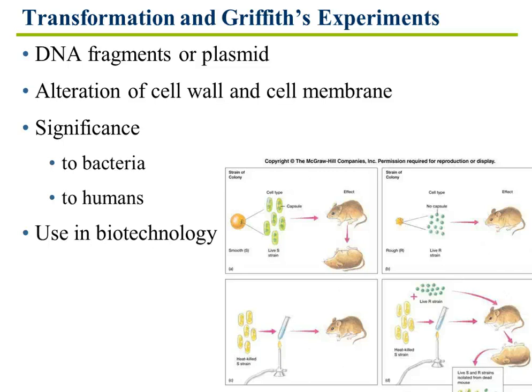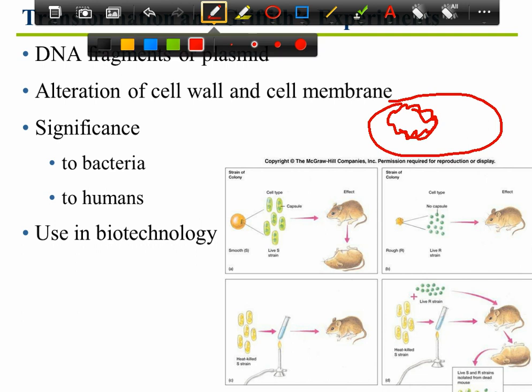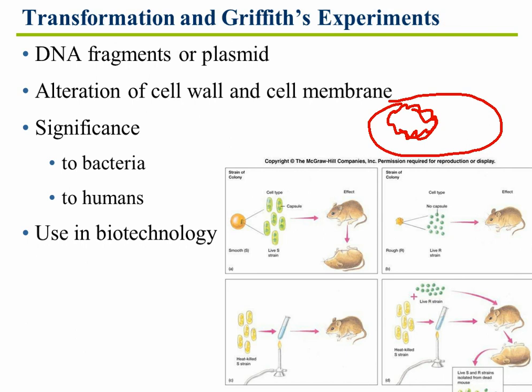In transformation, we have a cell. Here's our recipient cell. Okay, here's its normal DNA right there. All right. And let me change colors into blue. All right, so what we're going to do is we're either going to take a piece of DNA, or I can take a whole plasmid and I can put it into this recipient cell. Okay, so here's a little plasmid right here. Or, again, it could be double-stranded DNA, just a little fragment of it.